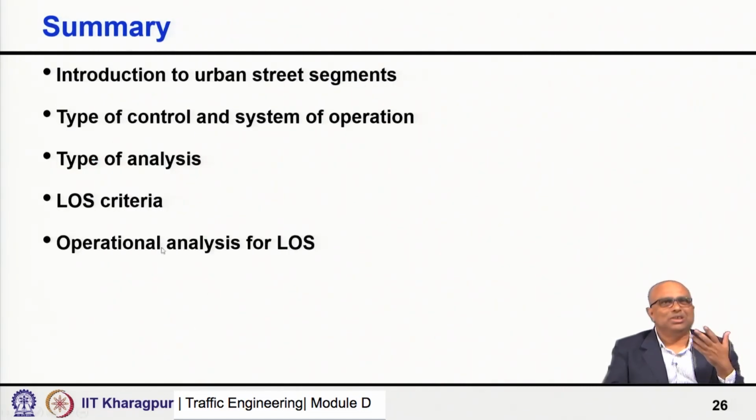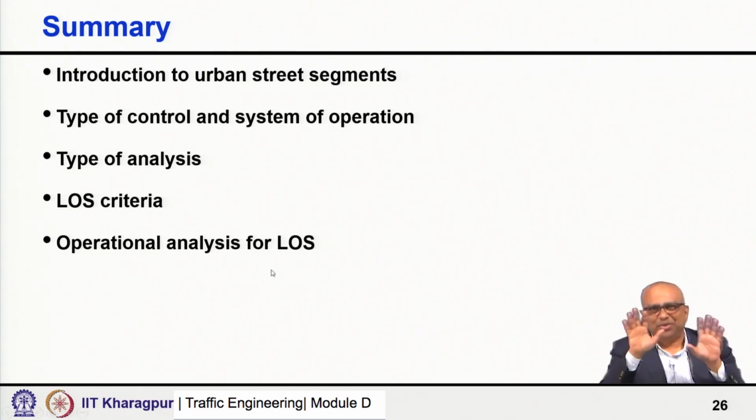Altogether, in today's lecture I gave you an introduction to the urban street segment and discussed various types of control and various systems of operation. Systems mean coordinated, uncoordinated, both. Then we talked about types of analysis: planning level, design level and operational level analysis. I mentioned the LOS criteria and how LOS is defined or described, and then just indicated the operational analysis framework.